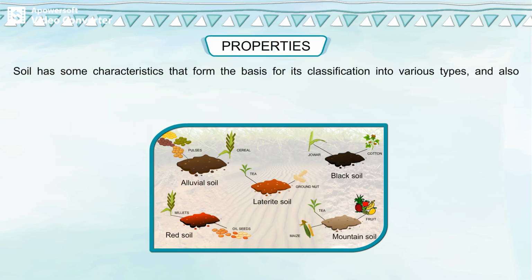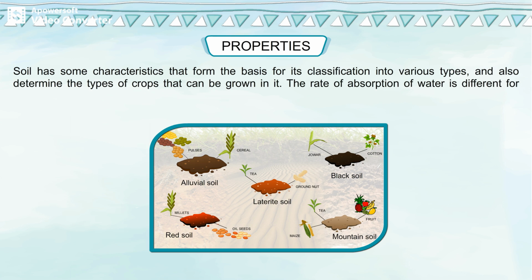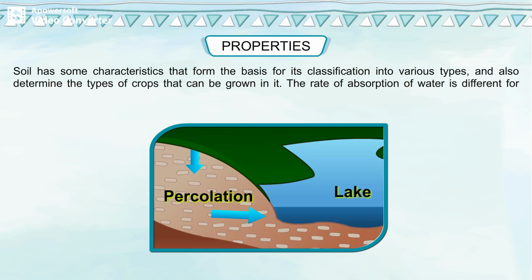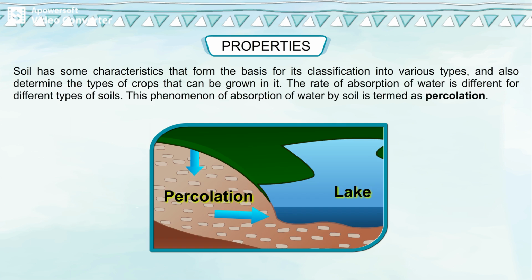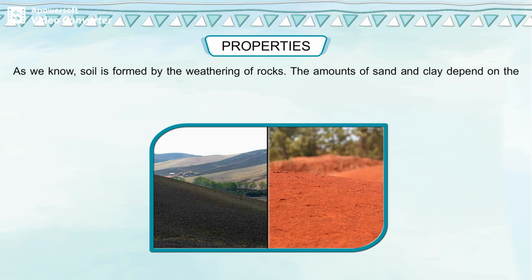Properties. Soil has some characteristics that form the basis for its classification into various types and also determine the types of crops that can be grown in it. The rate of absorption of water is different for different types of soils. This phenomenon of absorption of water by soil is termed as percolation.